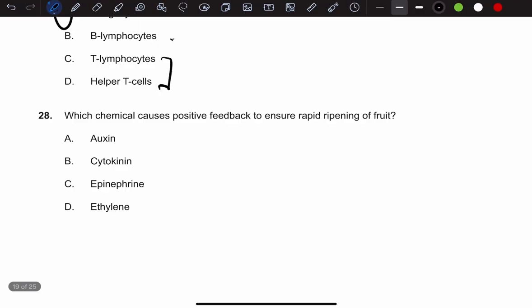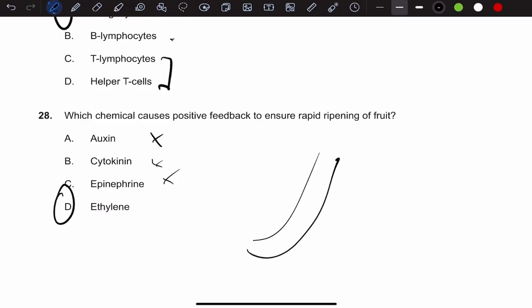Which chemical causes positive feedback to ensure the rapid ripening of fruit? Okay, auxin. No, auxin is negative feedback. I mean, it depends where, but we know auxin has more to do with growth. It's not to do with the ripening of a fruit, right? Cytokinin, no. Epinephrine, wrong species. It's ethylene, right?